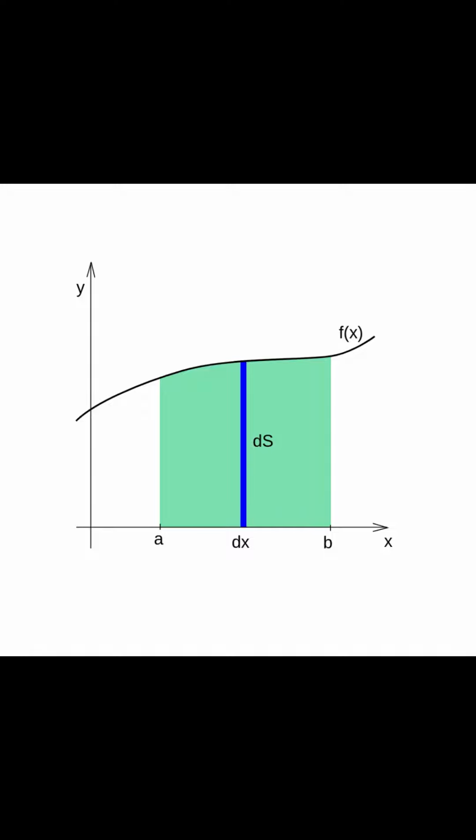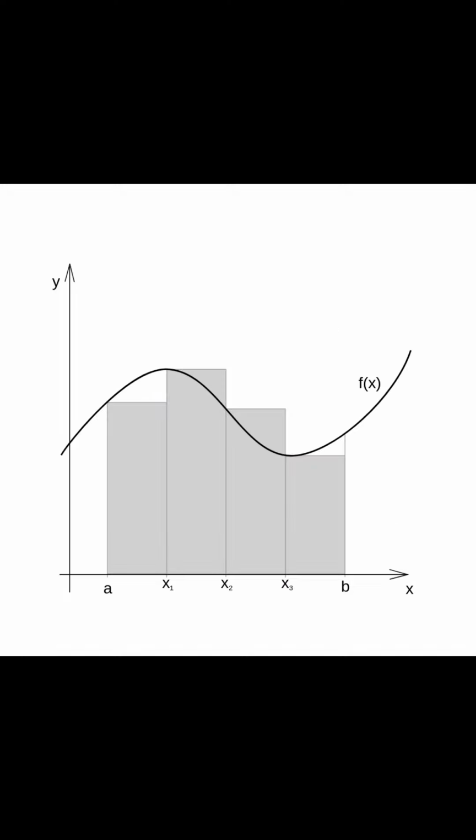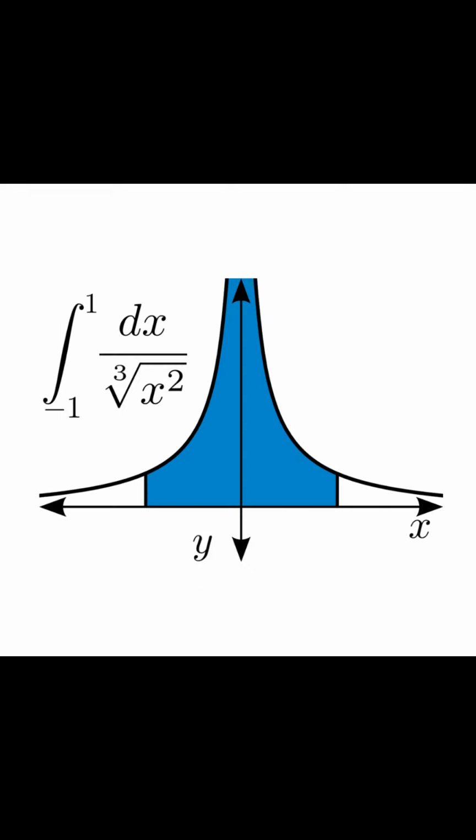Integration is about accumulating small pieces to find a whole. Think of it like adding up infinitely many tiny slices of area under a curve. Each slice is so narrow that we can almost think of it as a rectangle, even though the curve bends and twists. When we add up all those infinitely small rectangles, using a concept called a limit, we find the total area. That's what the integral gives us.